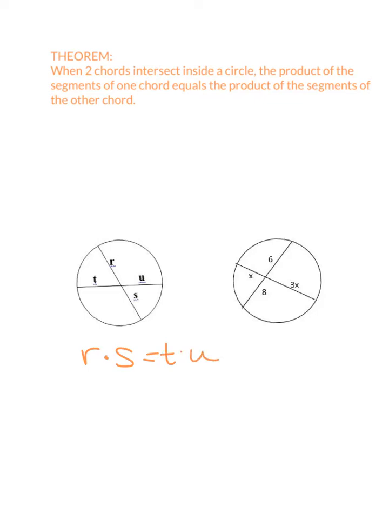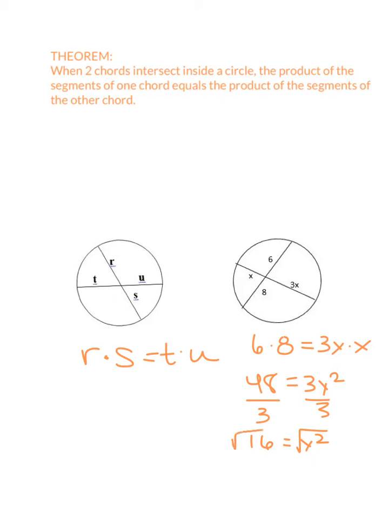In the second example, that's what we have. So we have 6 times 8, because those chords intersect inside the circle, is equal to 3x times x. So that gives us 48 is equal to 3x squared. I want to get x by itself, so I have 16 is equal to x squared. Now when I take the square root of both sides, I actually get plus or minus 4 as the value for x, but I know in my diagram that x has to be a positive value since it's a length. So in this case, x can only equal positive 4.